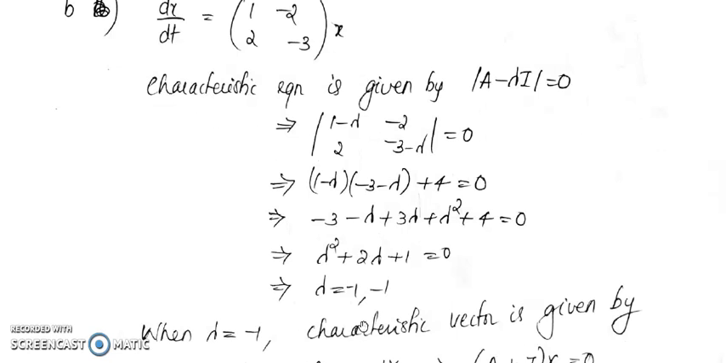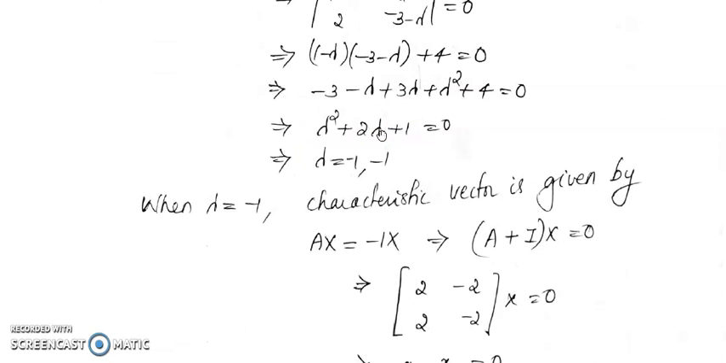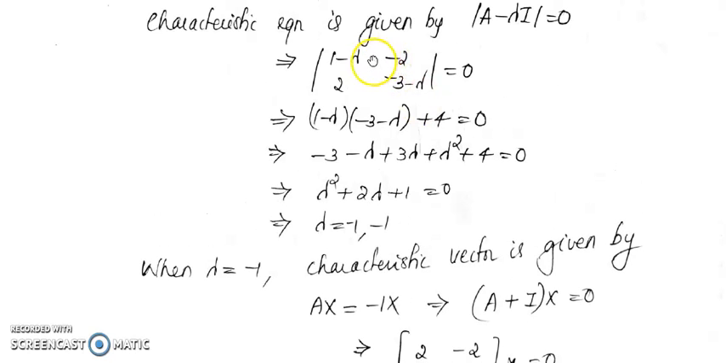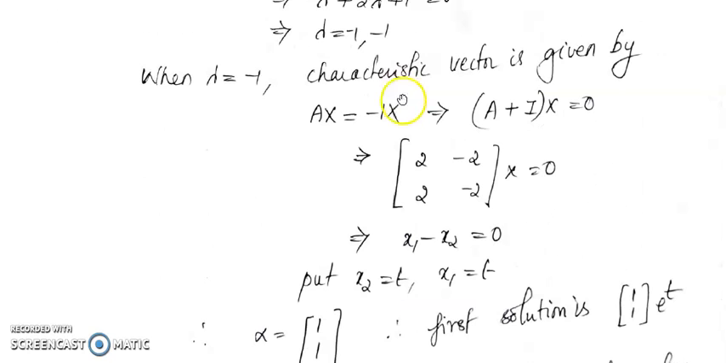When lambda is minus 1, the characteristic vector is given by the equation (A plus I) x equal to 0. So the matrix A plus I will be [[2, -2], [2, -3 plus 1]]. That is [[2, -2], [2, -2]] x equal to 0. The rows are the same, so it will be equivalent to [[1, -1], [0, 0]].